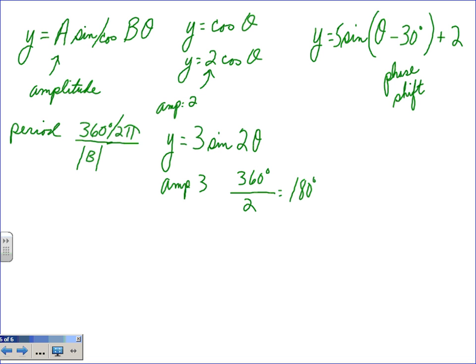So in this problem I just wrote, describe the transformation. Amplitude is 5, or vertical stretch by 5. Phase shift 30 degrees to the right, and a vertical shift up 2 units. That's sine and cosine. You have a little bit of graphics to do, not much.